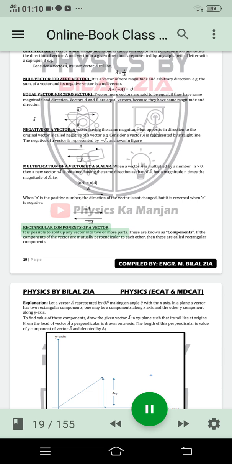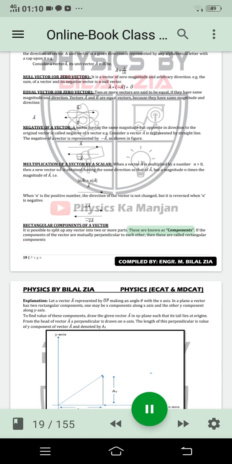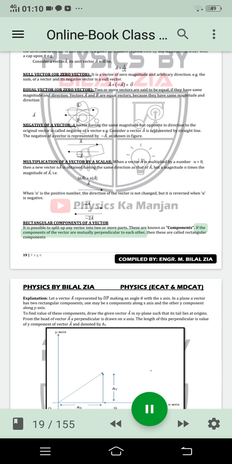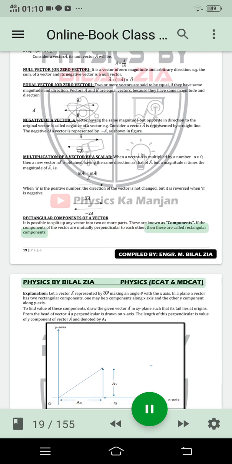Rectangular components of a vector. It is possible to split up any vector into two or more parts. These are known as components. If the components of the vector are mutually perpendicular to each other, then these are called rectangular components.